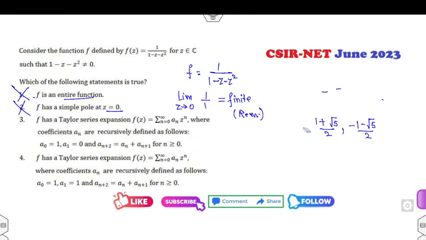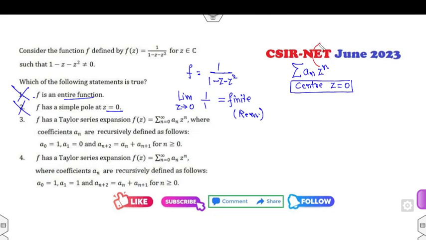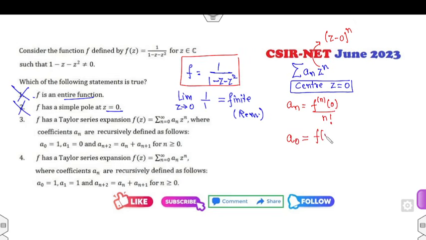Now, look at the third and fourth cases. They are talking about the Taylor series, the Taylor series of a_n z raised to power n. So that means the center is 0, because I can write this as z minus 0 raised to power n. Then your target is to find a0, a1 and so on. Firstly, a0 will be the function value at the point 0 over 0 factorial. What is the function value? It is 1. 1 over 1 is 1.